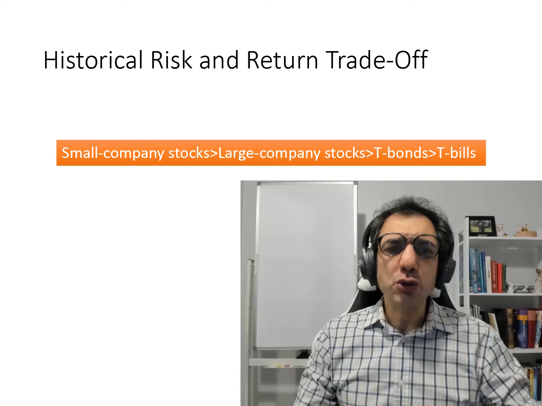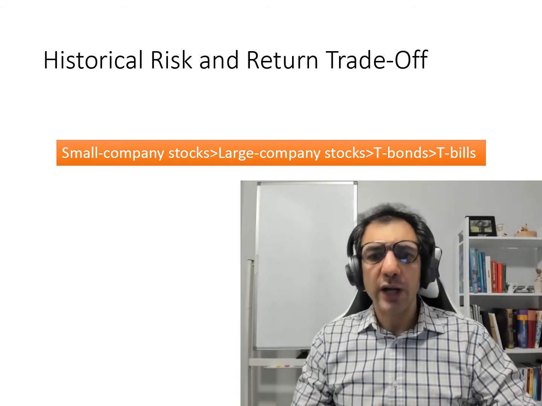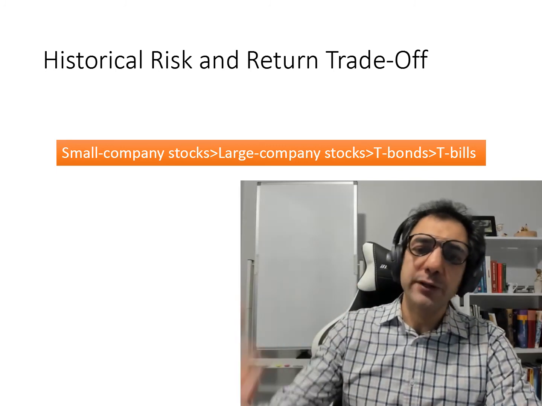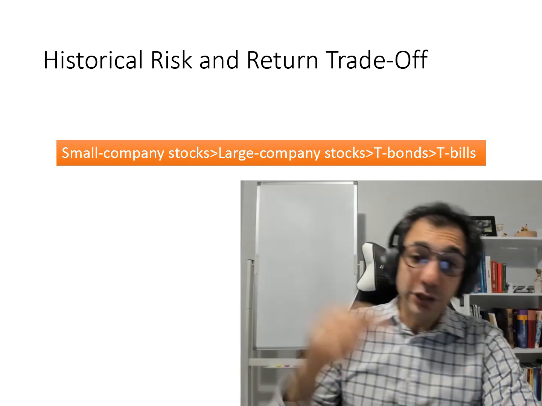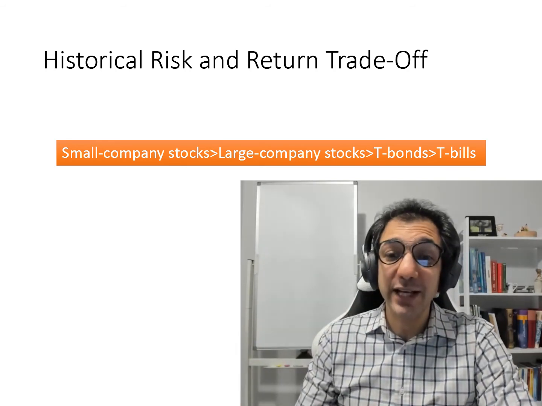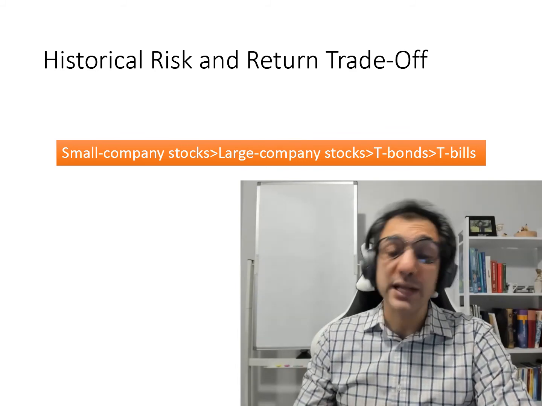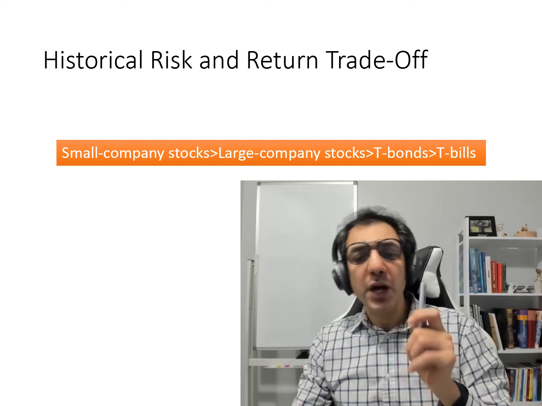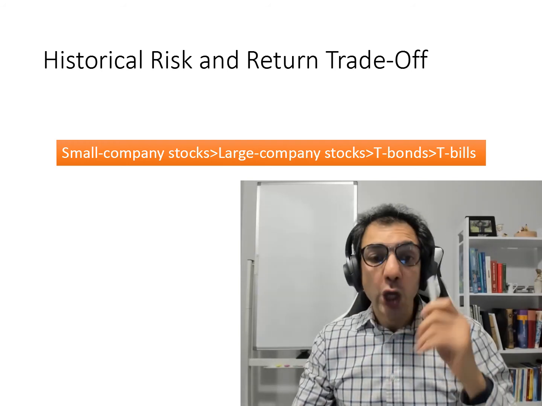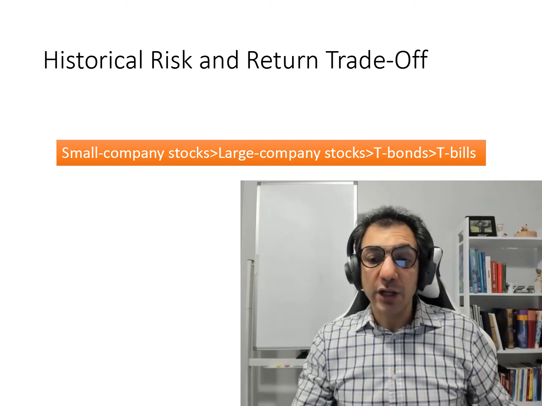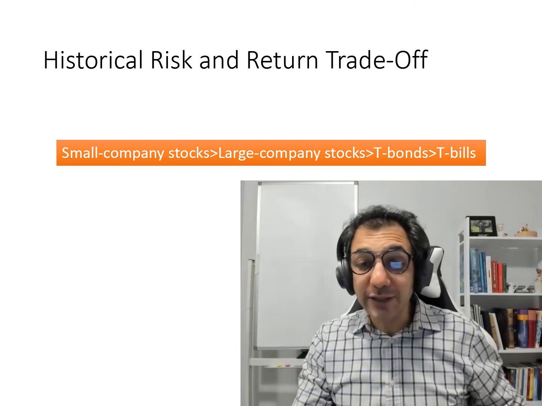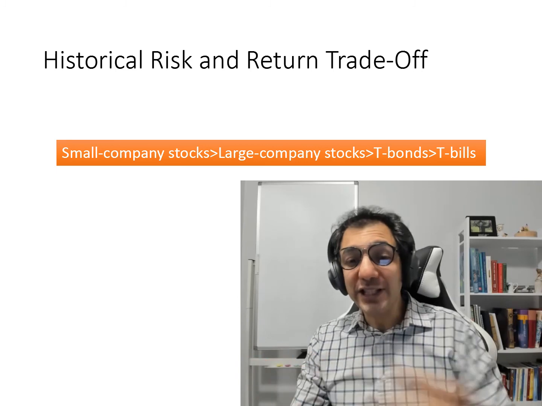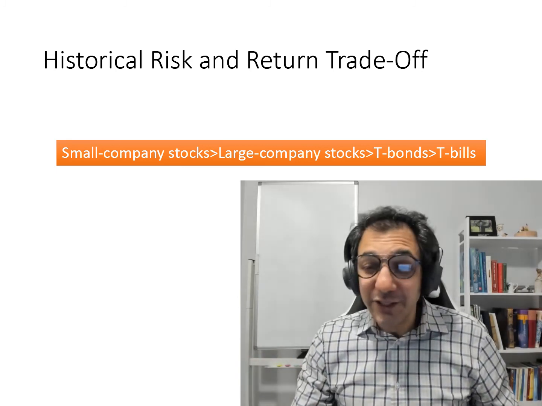Now, when we look at the historical information from the markets regarding risk and return, we notice that small company stocks actually perform better than the large company stocks, and the large company stocks perform better than the T-bonds, treasury bonds or government bonds, and they provide better performance than the T-bills. However, if you look at the historical risk based on the variance and standard deviation, you will see that small company stocks have been the most volatile type of investment among these four categories. And as you move to the T-bills, the volatility or the standard deviation goes down.